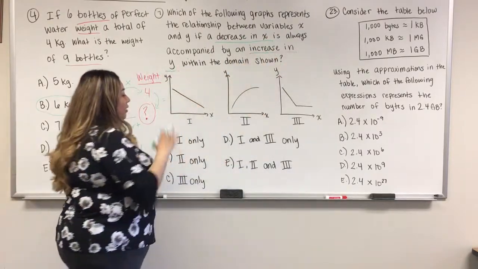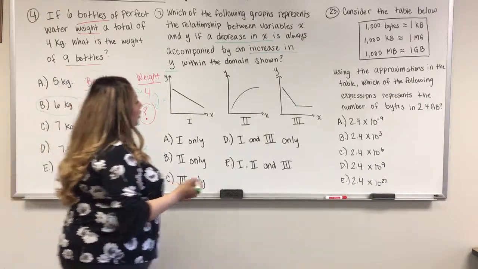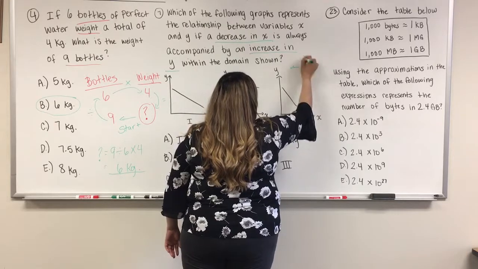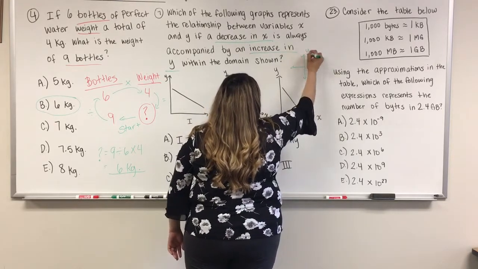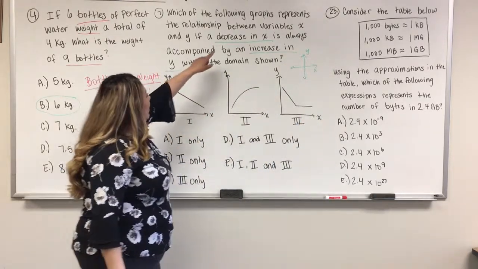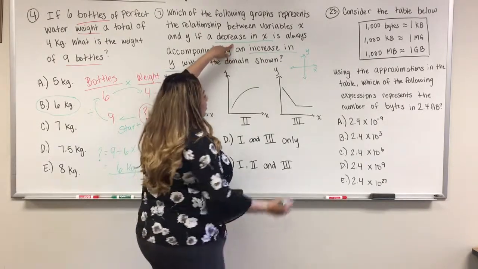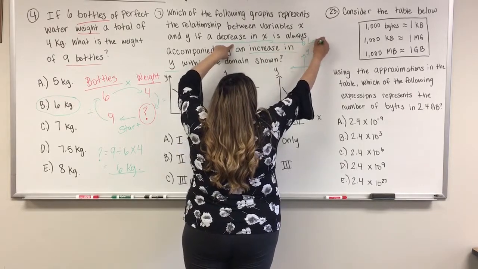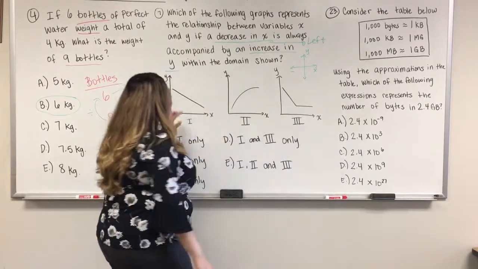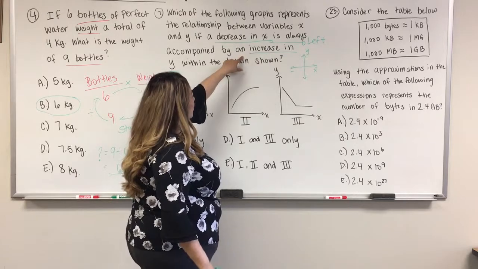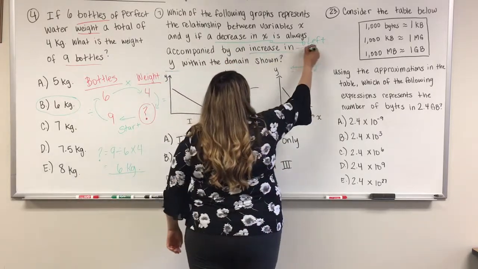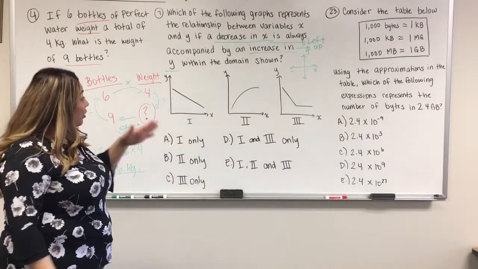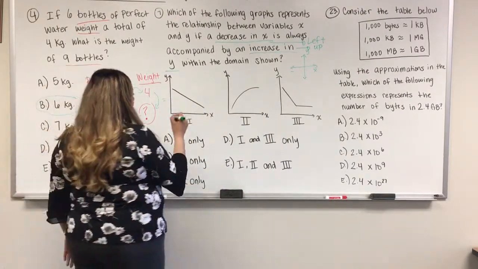So before we start, we know that we have the x and y. This is the x, the one that goes right and left, and y goes up and down. If we're decreasing on the x, that means we're going to the left. So this means the left side. An increase in y means we're going up. So basically we want to go to the left and up. So which of these is going left and up?